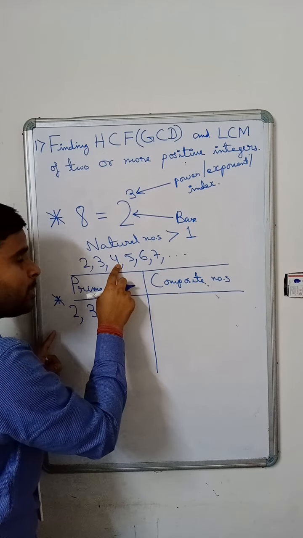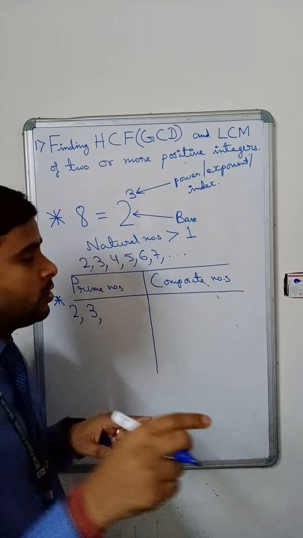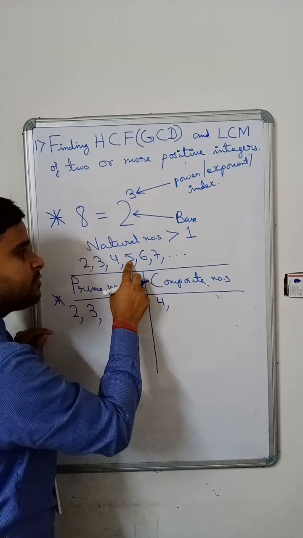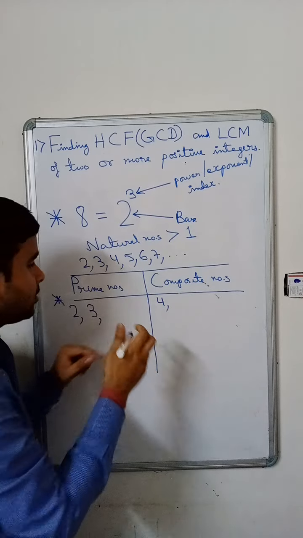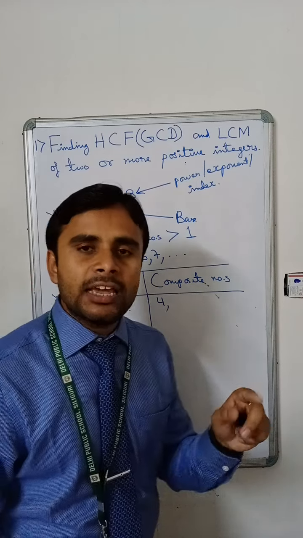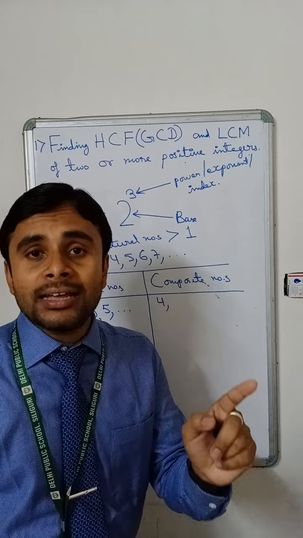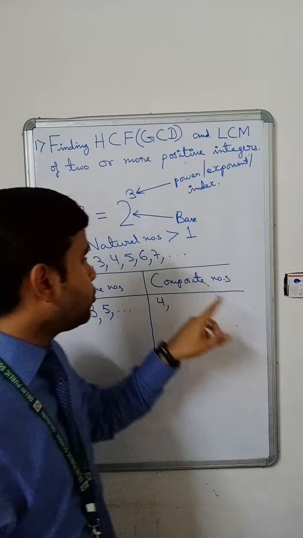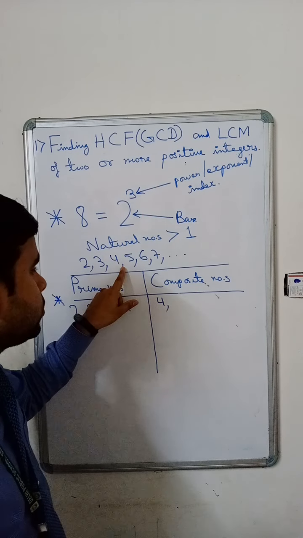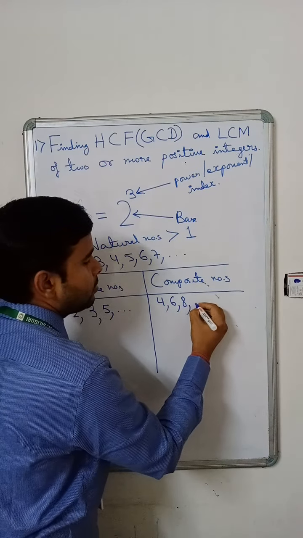4 is divisible by 4 and 1, but apart from 4 and 1, it is also divisible by 2. So that's why 4 is not a prime number, it's a composite number. 5 is divisible by the number itself and 1, so 5 is a prime number. Let's take 6. Every number is divisible by itself and 1, but if a number is divisible by other than 1 and itself, it's a composite number. Like 4 is divisible by other than itself and 1, that is 2, so 4 is a composite number. 6 is a composite number, 8 is a composite number, and so on.